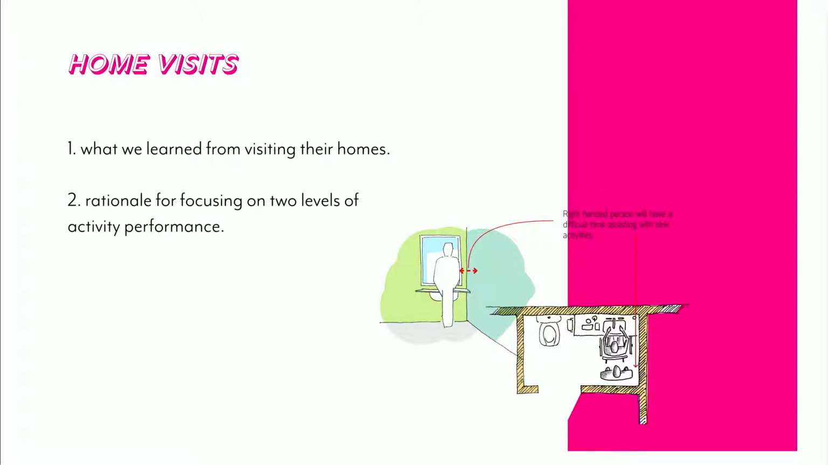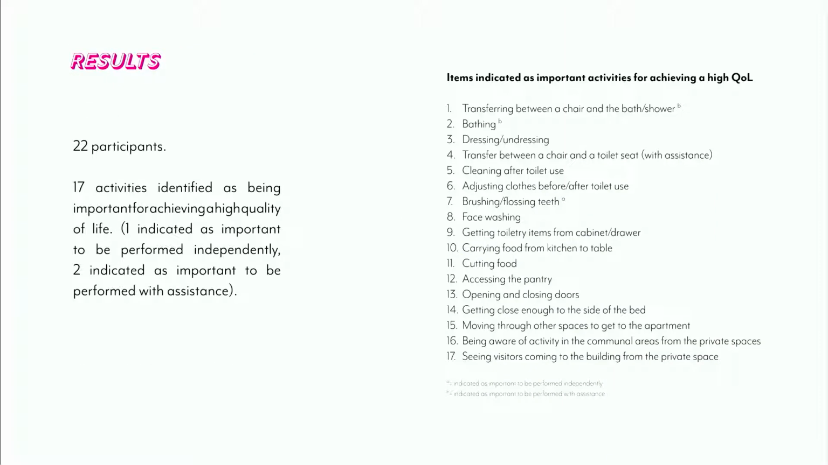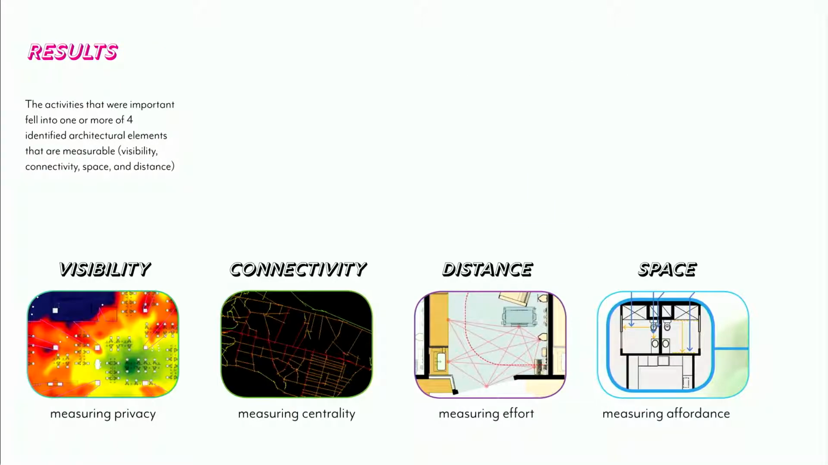But since we're short on time, I'm going to skip ahead to the survey and what we tried to get from that, trying to understand what you need to do independently and what you need assistance with, and how much that impacts your quality of life. And from there, we learned that there were 17 activities that seemed to be really important, and they fell into 4 major architectural categories: visibility, connectivity, distance, and space.